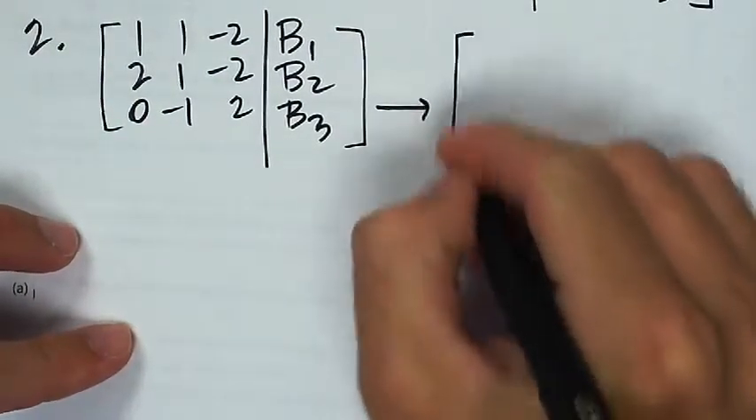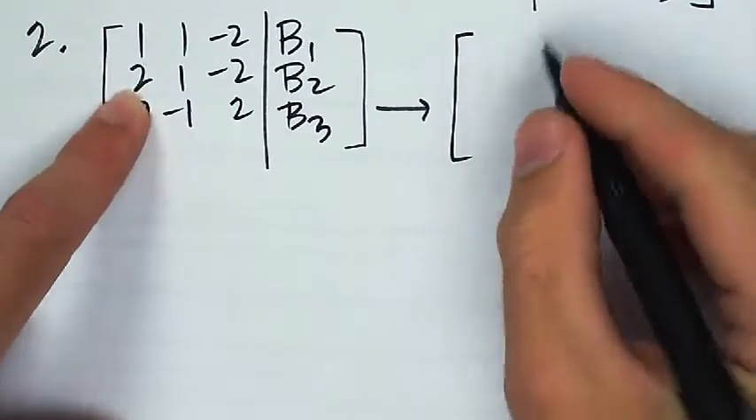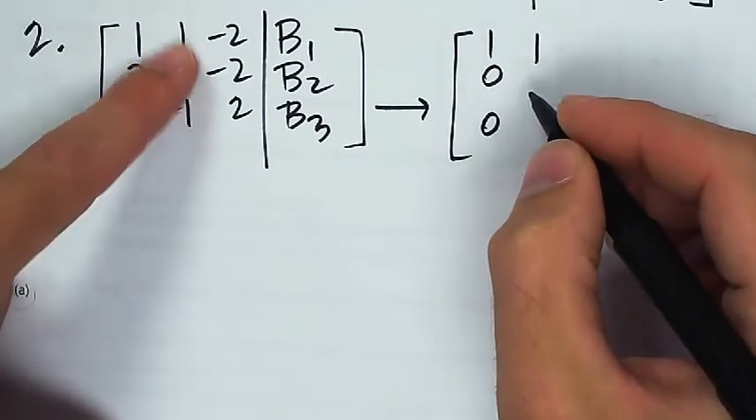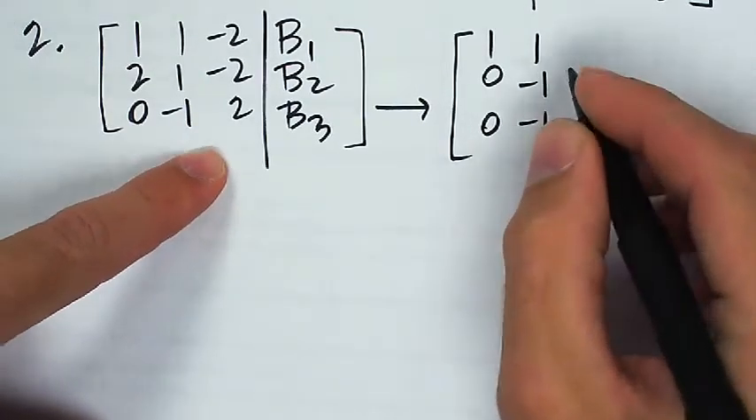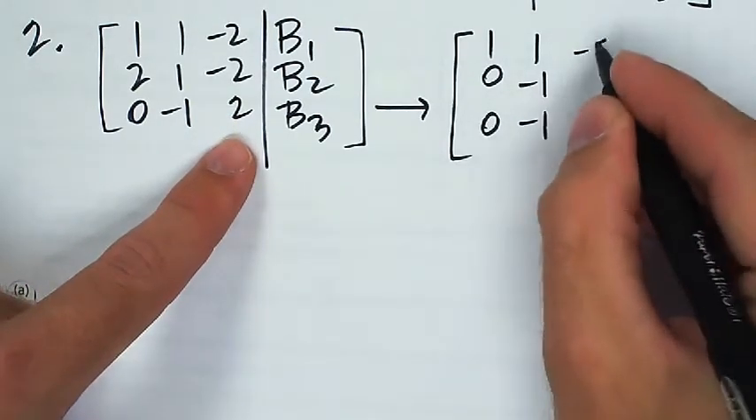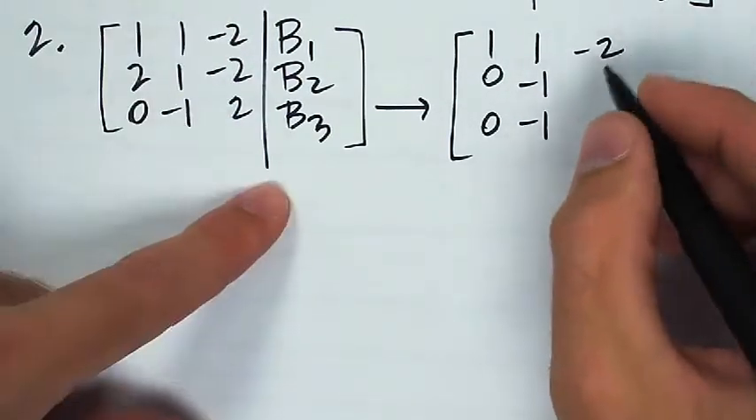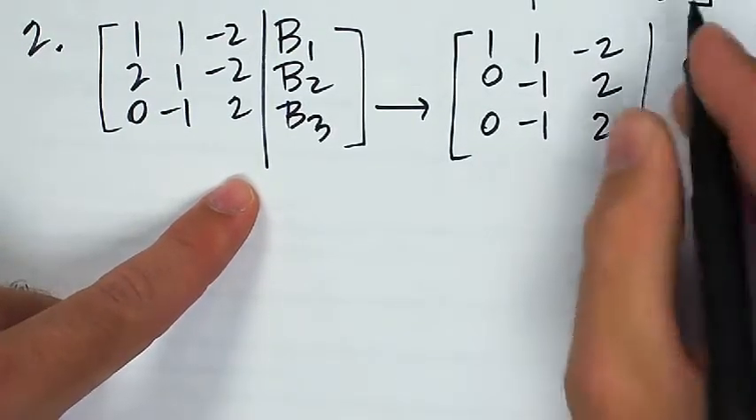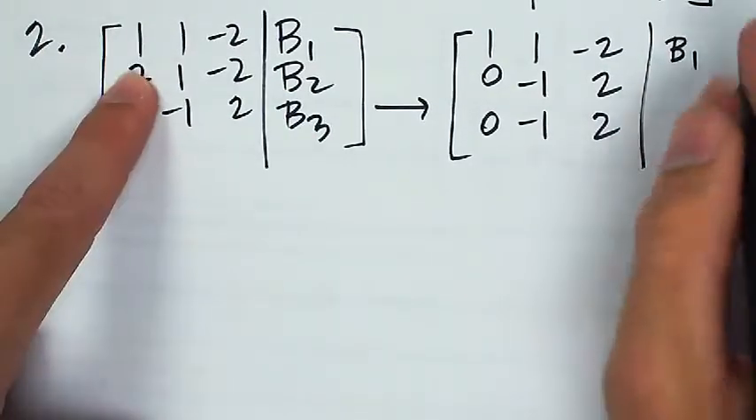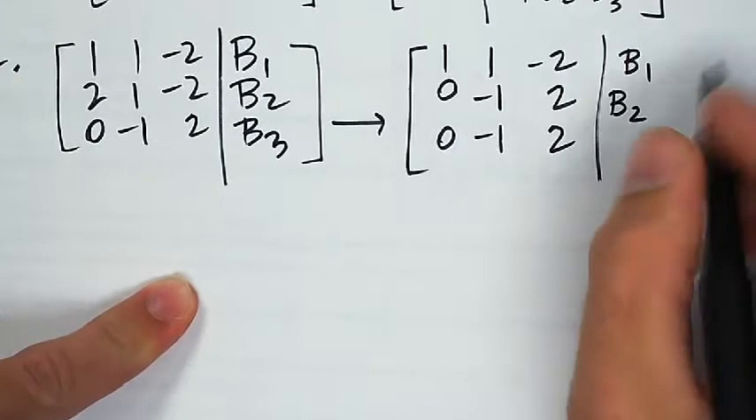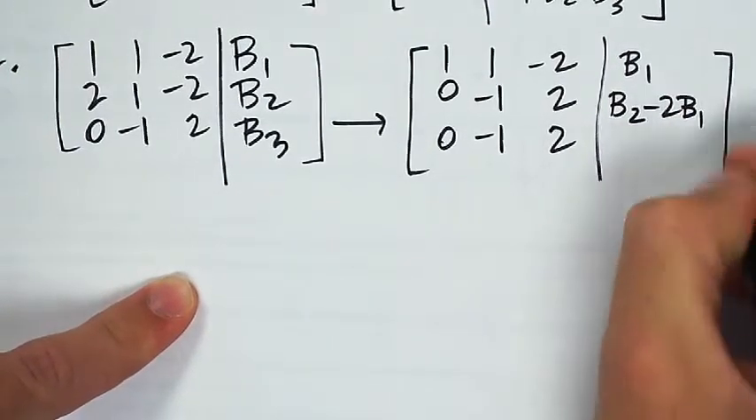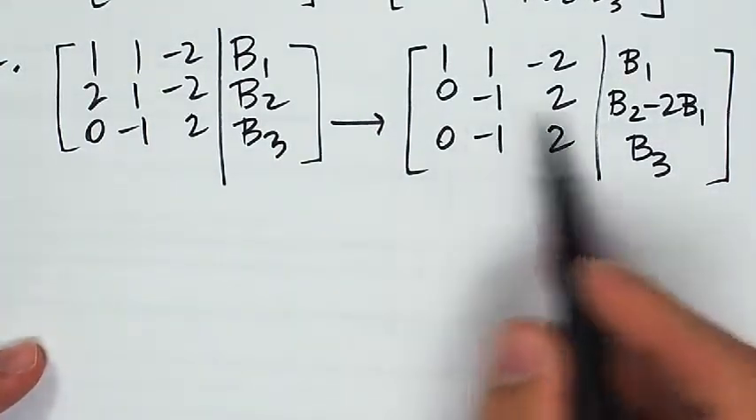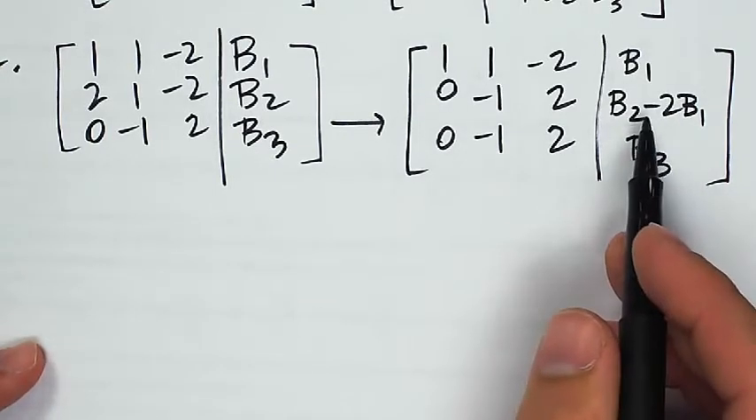All right, I'm going to row reduce this thing, and I'm going to subtract 2 row 1s from row 2. 2 row 1s, so 1 minus 2 is negative 1. Right, then I have, subtracting 2, negative 2 plus 4 is positive 2. I didn't change anything down here. This is B2 minus 2B1. And this is just B3. So what I'm going to say is that B3 has to equal B2 minus 2B1.